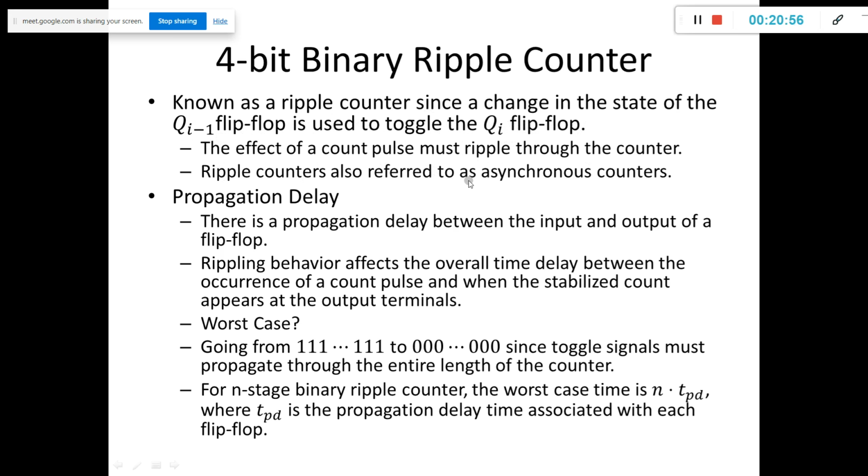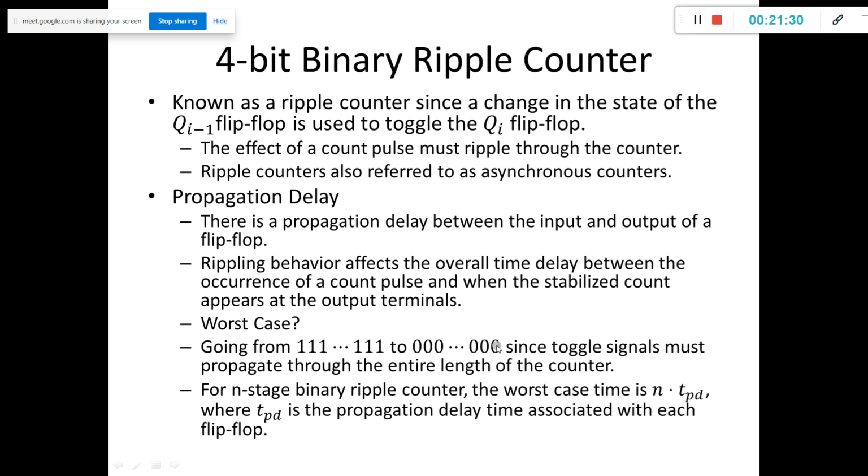Ripple counters are also referred to as asynchronous counters. Asynchronous, why? Because the output of one flip-flop is connected as the input to the next flip-flop. Okay, so the output should ripple through all the flip-flops. Propagation delay: there is a propagation delay between the input and output of a flip-flop. Rippling behavior affects the overall time delay between the occurrence of a count pulse and when the stabilized count appears at the output terminals.